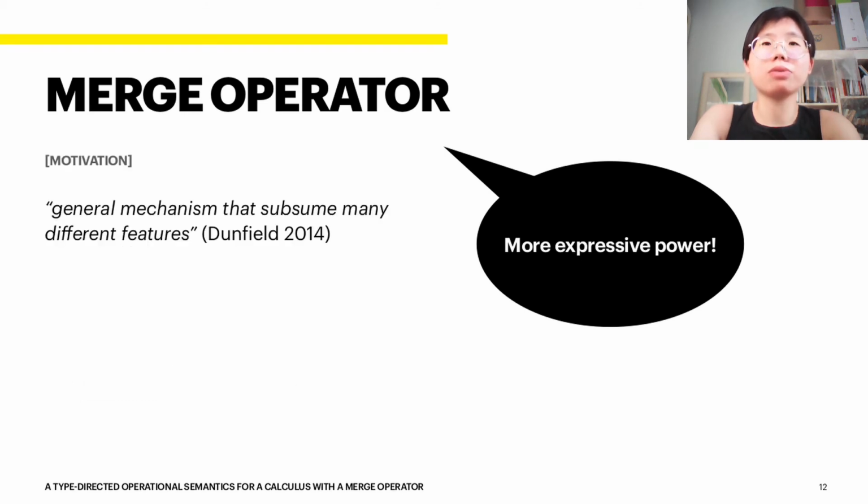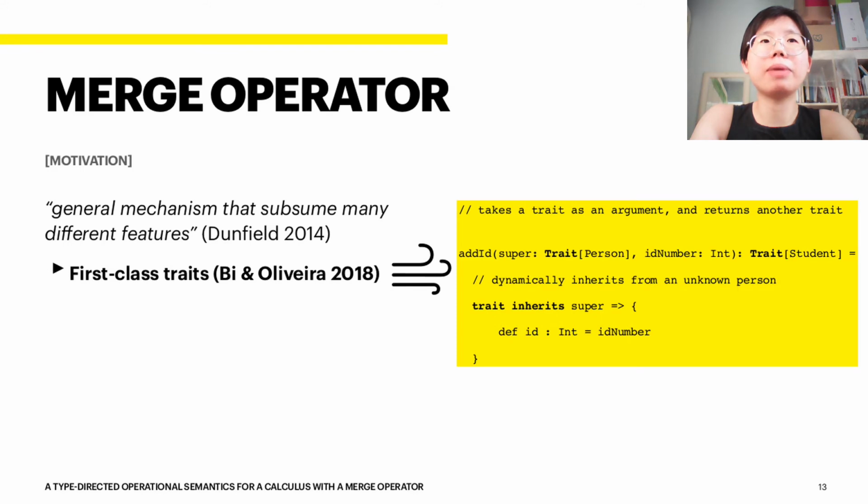As Dunfield argues, intersection types with a merge operator provide general mechanisms that subsume many different features. One existing application is typed first-class traits. Traits in OOP offer a model of multiple inheritance. A trait, like a mixin, contains some methods. In the right program, inheritance is encoded as a merge, and the traits can be dynamically constructed in a type-safe way.